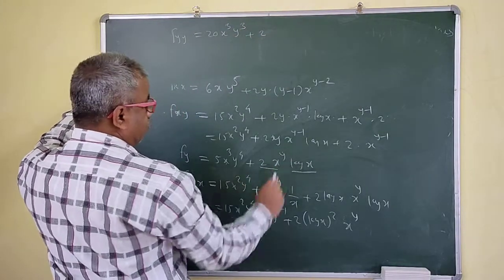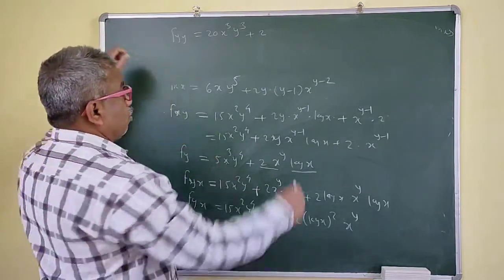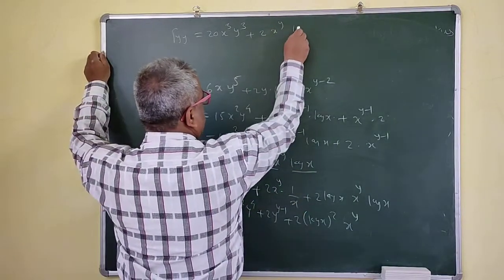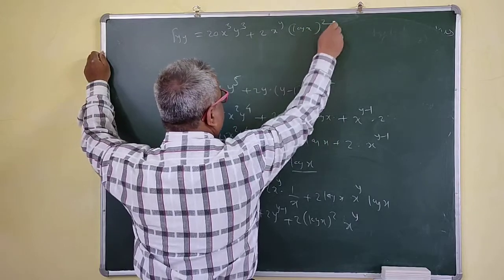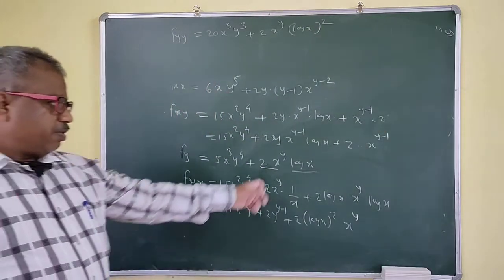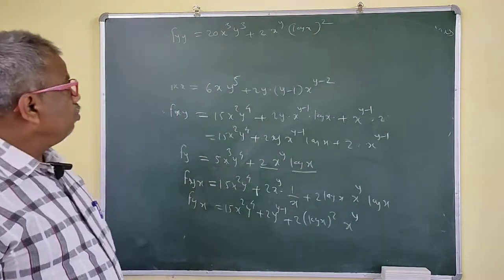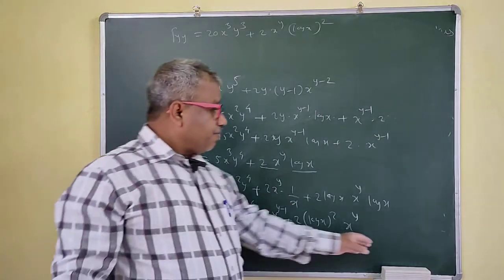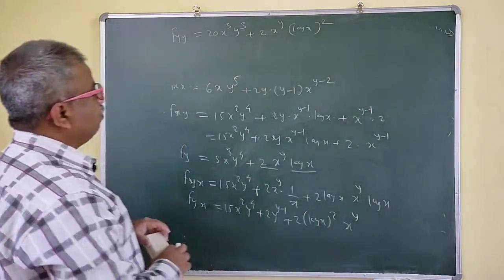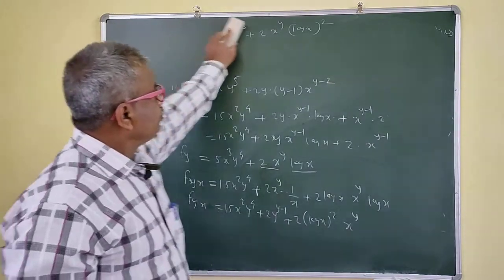Derivative of x to the power y with respect to y: log x is constant here, right? x to the power y into log x into log x, so x^y (log x)^2. Then we get all 4 second order partial derivatives.